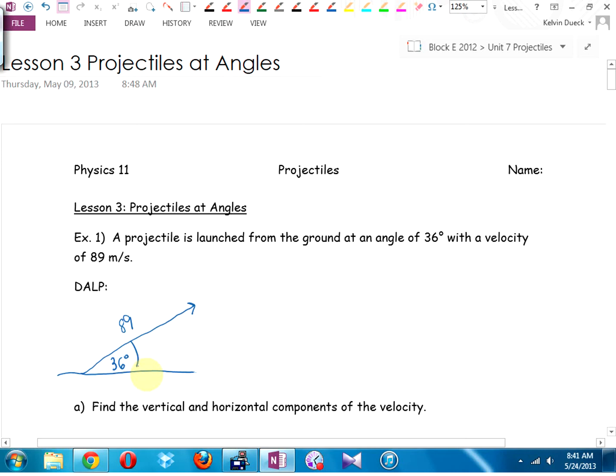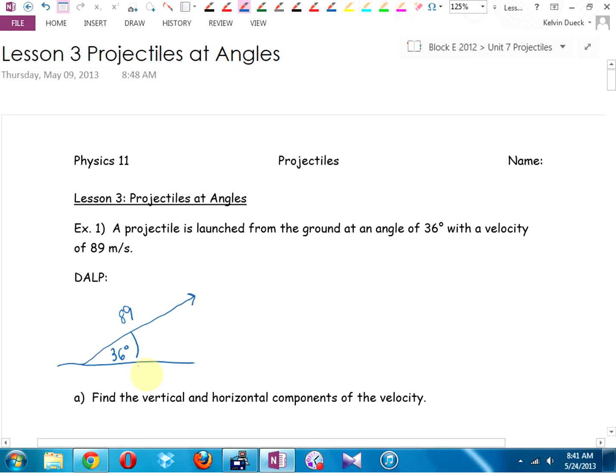Now what? We don't deal with stuff at angles. It is mathematically possible, but it's yucky math. What we're going to do is break this up into its vertical and horizontal components. Instead of going 89 meters per second at an angle of 36 degrees, we're going to say you're traveling sideways at the same time as you're moving upwards.